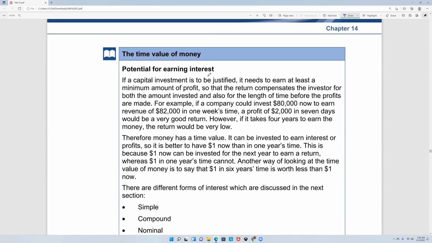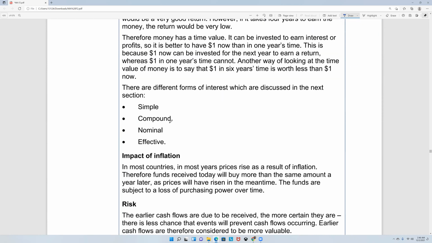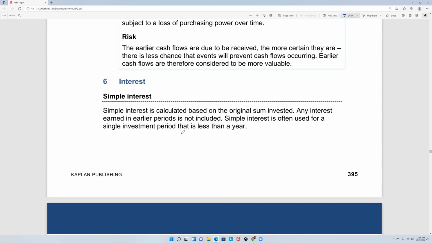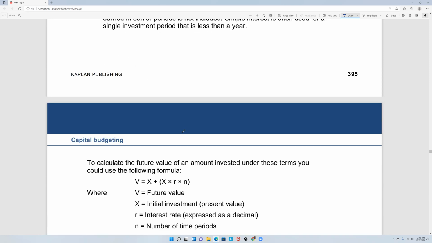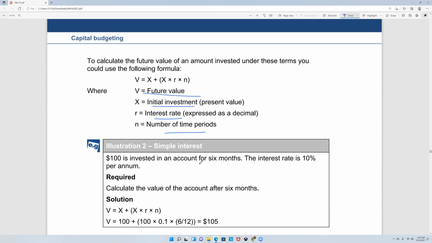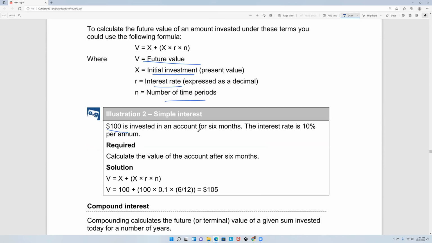The time value of money is having the potential of earning interest, either simple, compound, nominal, effective. That's some kind of theory. Now, this is just the simple interest formula. I hope you guys know the simple interest formula at least, right? The interest rate, the number of periods, and the initial investment will be equivalent to your future value. Like $100 is invested in an account for 6 months. Interest rate is 10% per annum. What would be the value? 10% into half. You get the return.